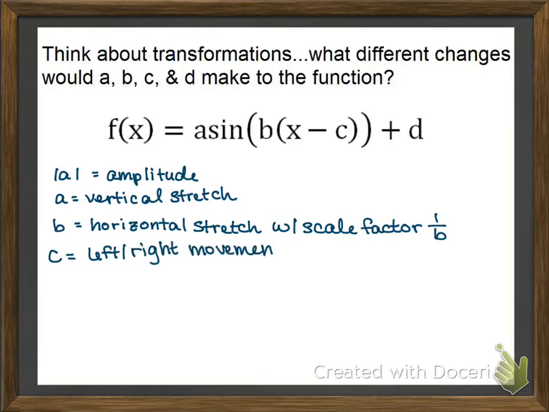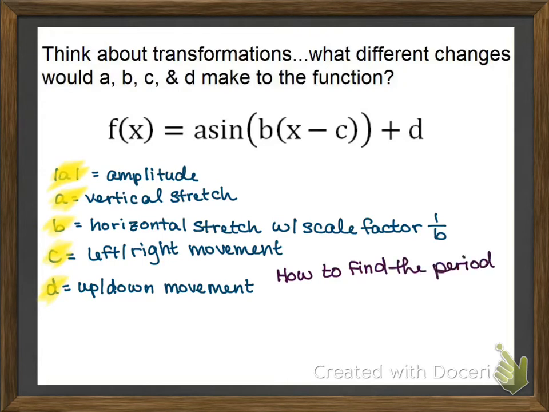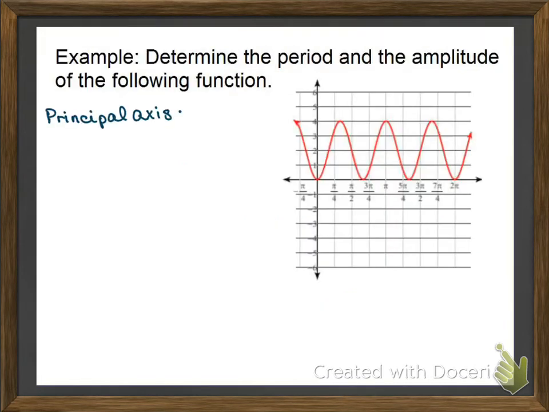C is your horizontal translation, so you're moving left or right, and D is your vertical translation, so moving up or down. So then how to find the period given an equation, it is 2 pi over B, and that is something you will have to memorize. So finding the period and the amplitude.